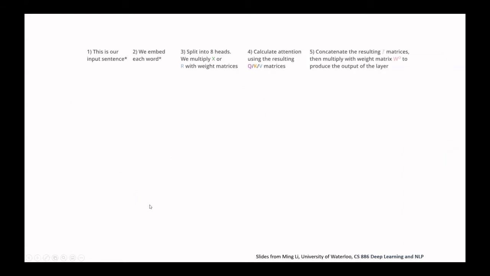Now, these are the steps. We have a sentence. We embed each word in the sentence. We split into 8 heads. We multiply X, which for the first layer is the input and for later blocks comes from the previous layer, and I'll show you. Then we calculate attention, which is nothing but query, key, value. Then we concatenate the Z's, multiply with the W0 matrix, and produce the output of the layer.